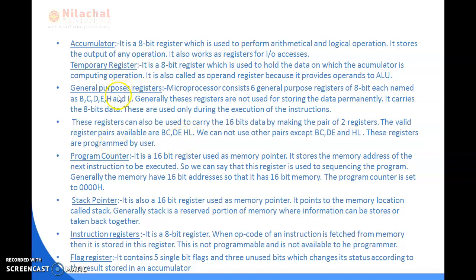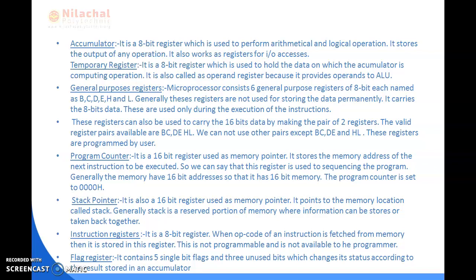Then the temporary register. It is an 8-bit register which is used to hold the data on which the accumulator is performing an operation. It is also called the operand register because it provides the operands to the ALU. So the ALU has two inputs. One input is supplied by the accumulator and the other from the temporary data register. The programmer cannot access this temporary data register. However, it is internally used for execution of most of the arithmetic and logical instructions.